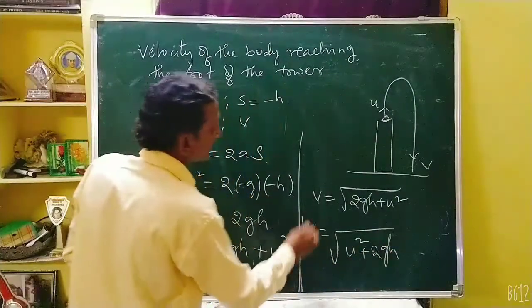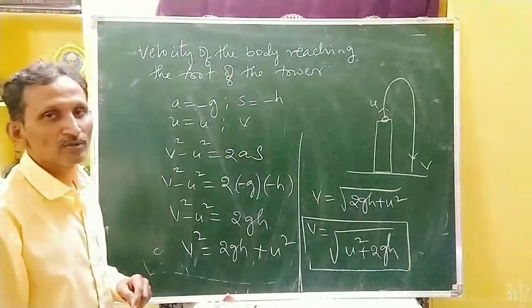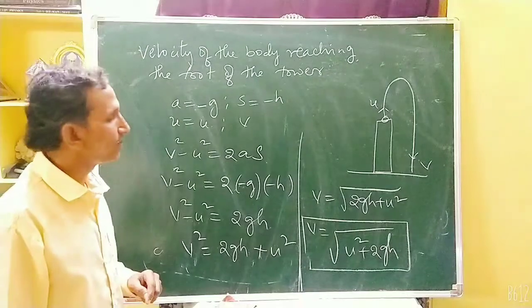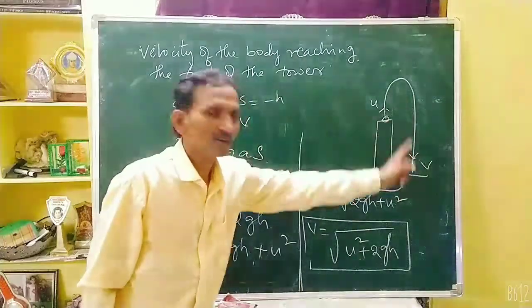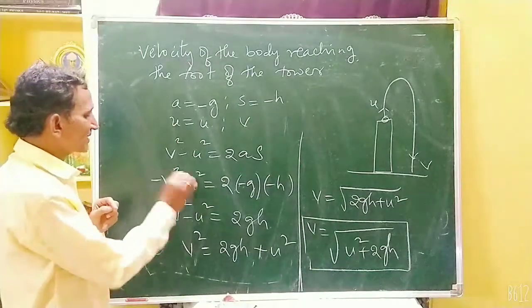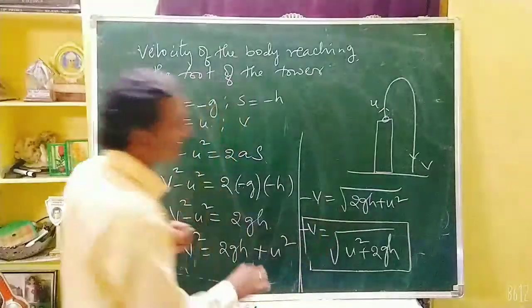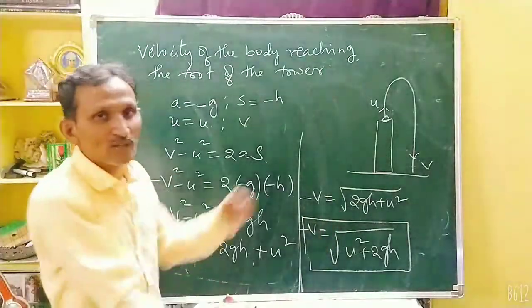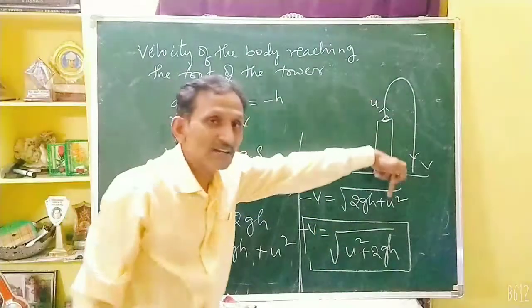So this is the formula used to calculate the velocity of a body reaching the foot of the tower. Here we can take minus also. If you put a minus here, see what this minus indicates. This minus indicates that the body is coming down along the negative y-axis.